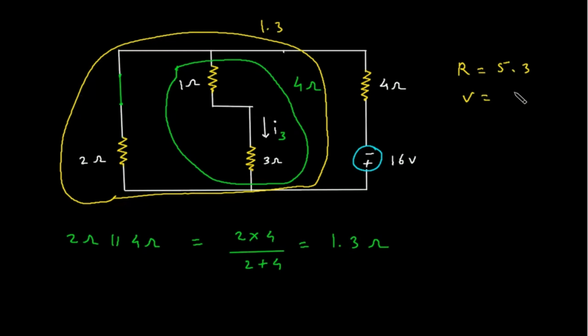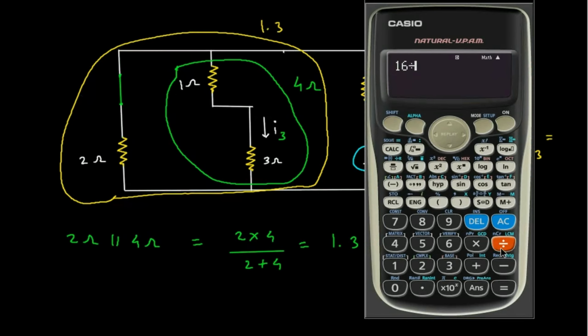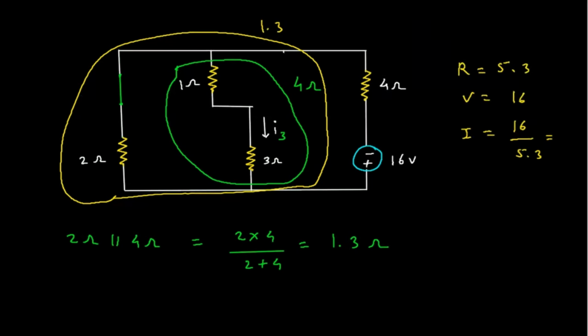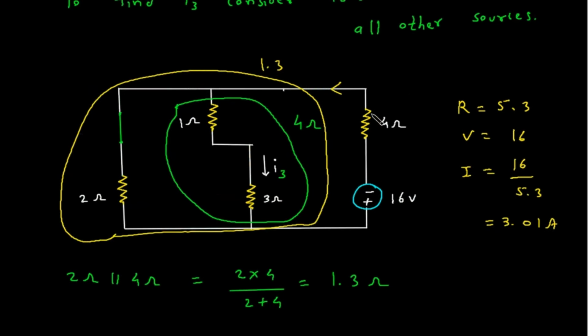V is equal to 16 volt. We have to find I. So I is equal to 16 by 5.3, which is 3.01 ampere. This will be minus 3.01 ampere because the polarity is opposite and the I3 direction is in this direction. So this will be minus 3.01 ampere.